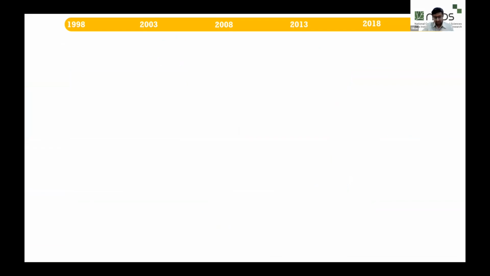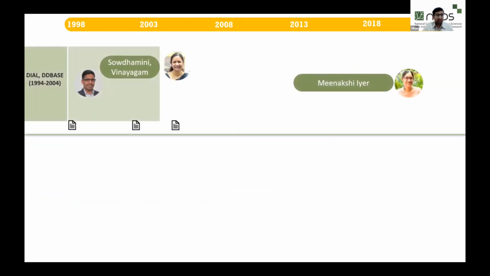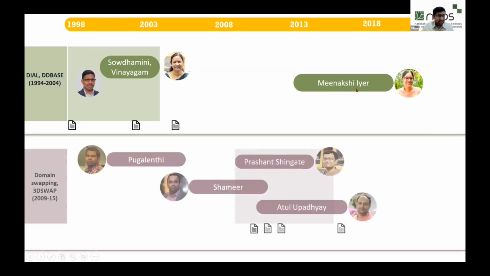Next, the second talk in the structure theme happened on 16th of March, where we discussed protein domain identification, starting with an algorithm called DIAL, and the subsequent database generation called DDBase, which is the DIAL-derived domain database. We discussed work on DIAL as well as DDBase, where key members were ma'am, Professor Saudamini, Vinayagam, and Dr. Meenakshi Iyer.